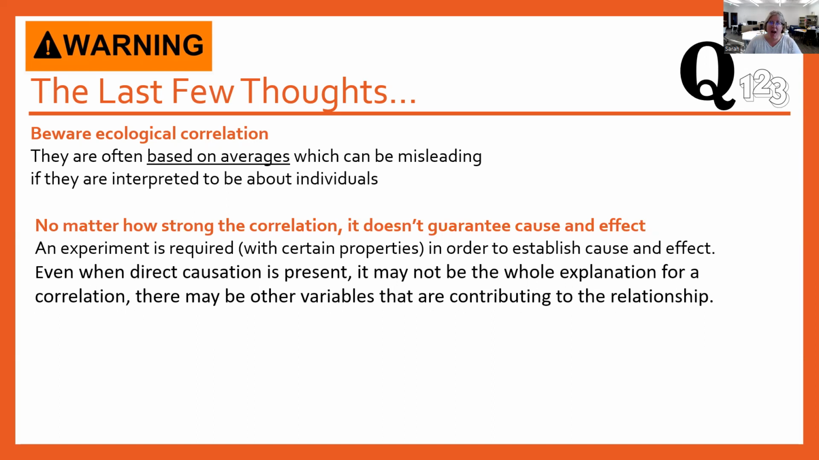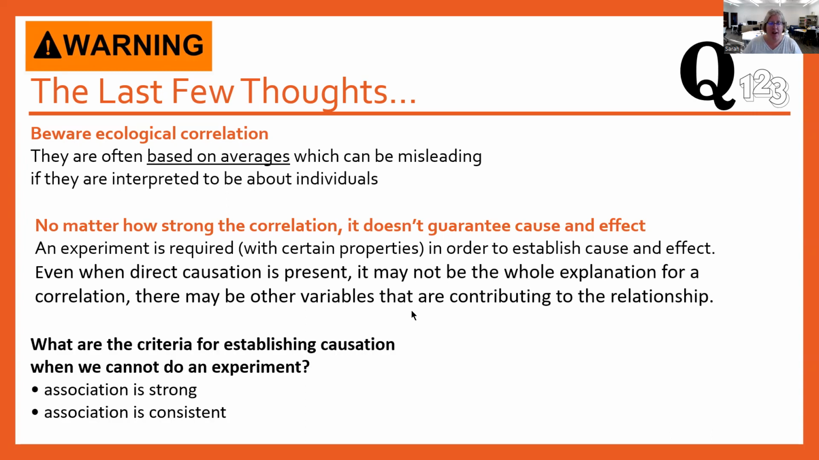Even if you do have causation, though, it might not be the only or whole reason for the correlation or relationship. There could be other variables that are significantly contributing to that relationship. So you do want to be careful with that. If you're not able to do an experiment, and usually that happens for ethical issues, like you can't tell somebody they need to smoke a carton of cigarettes a day to see if that causes lung cancer, then you kind of have to do a little more nuanced work to establish that cause and effect.